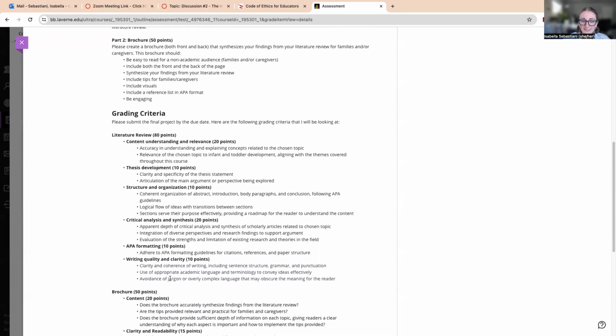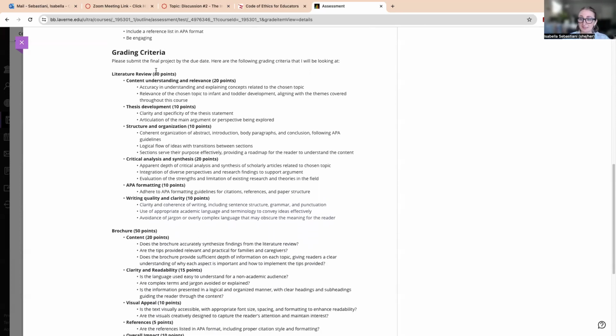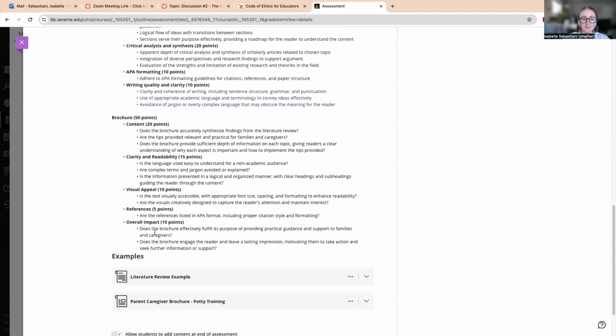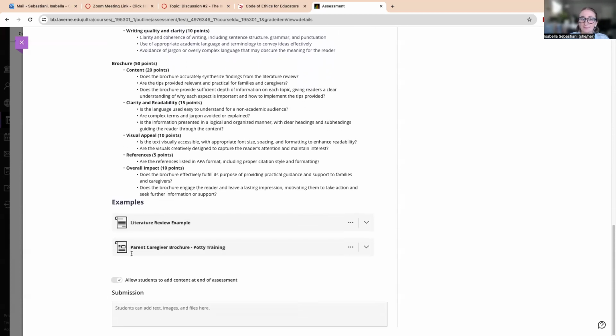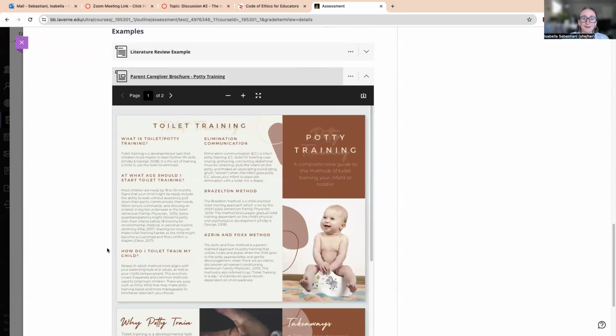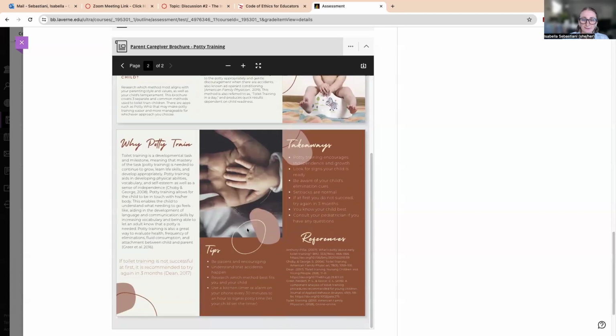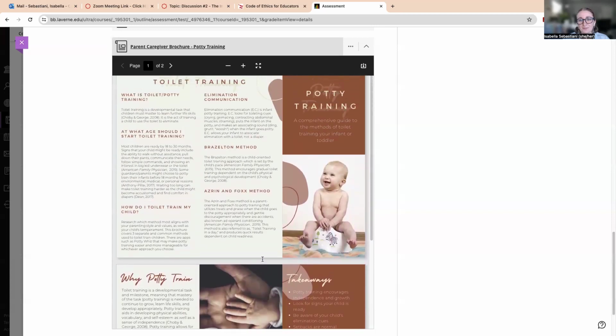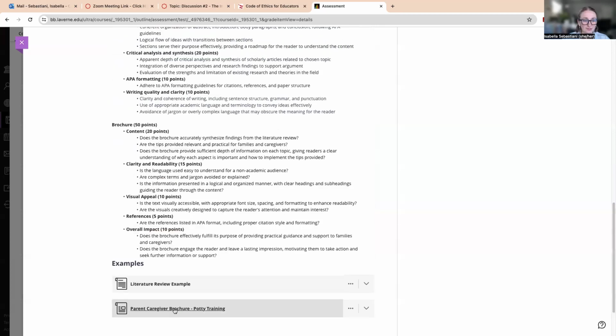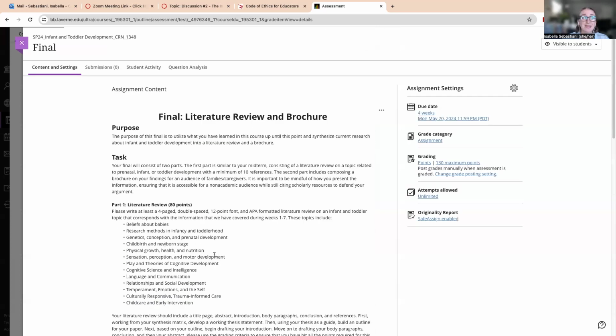We have the grading criteria. The literature review is 80 points and the brochure is 50 points. And then I also have examples. This is the same literature review example from the midterm. And then we have a little potty training brochure example with references listed as well. So that is all for the final, and for week 13. It is due on Monday, May 20th.